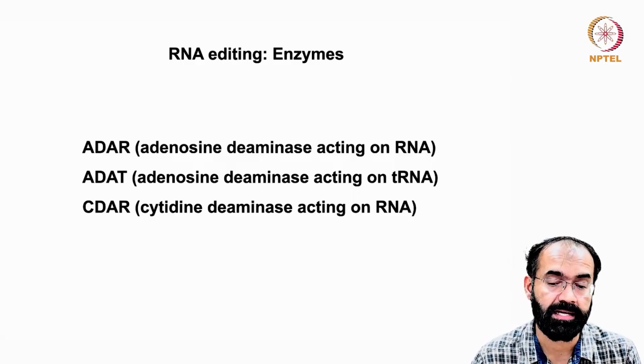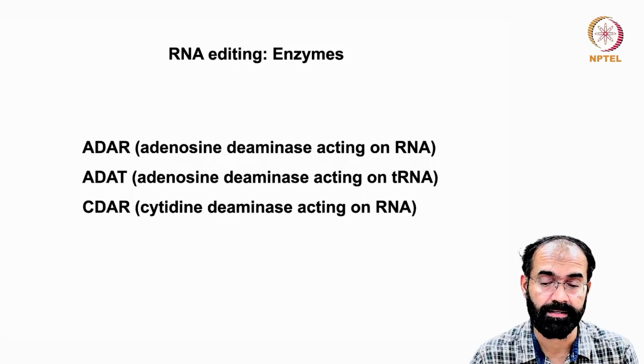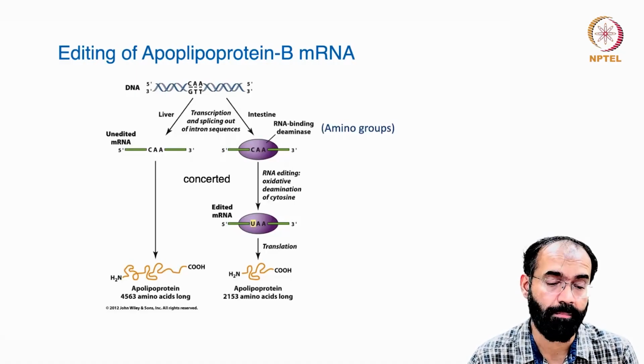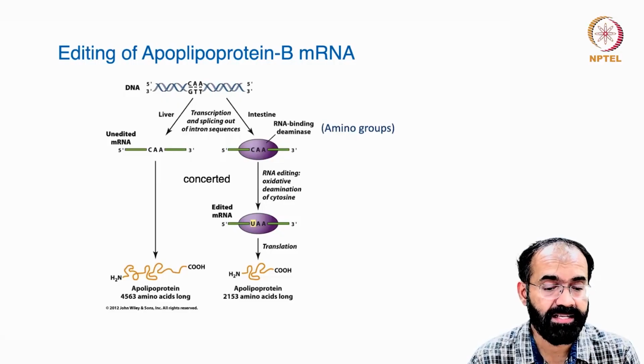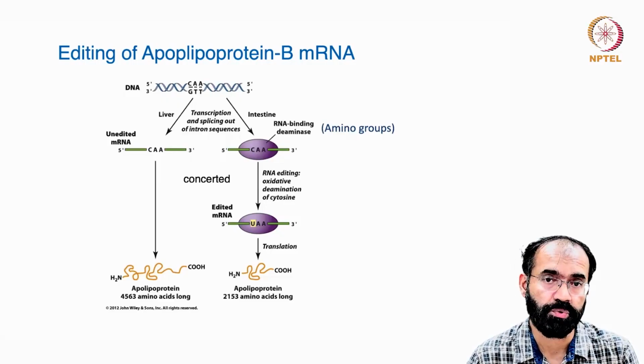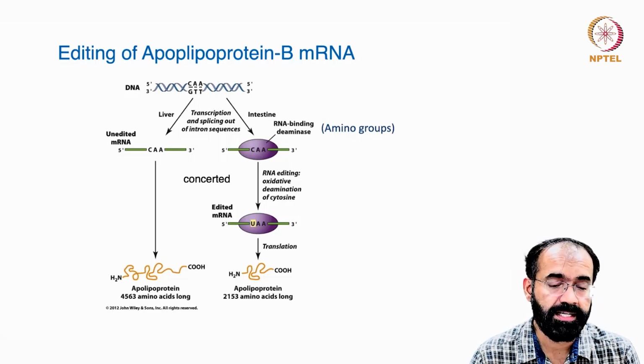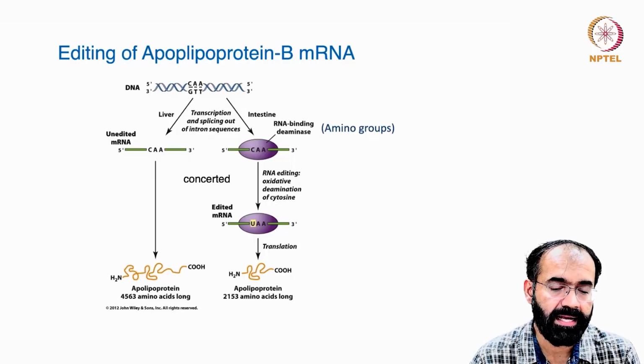Let us see some real-time examples of this RNA editing. What is the significance? What is the importance? This example is editing of apolipoprotein B mRNA. And we can see two different tissues. One is liver and another is intestine. So the gene in question is apolipoprotein B. In liver it is unedited. As you can see here, the RNA, and this is the portion which we are discussing, CAA, which is paired with GTT in the case of DNA.